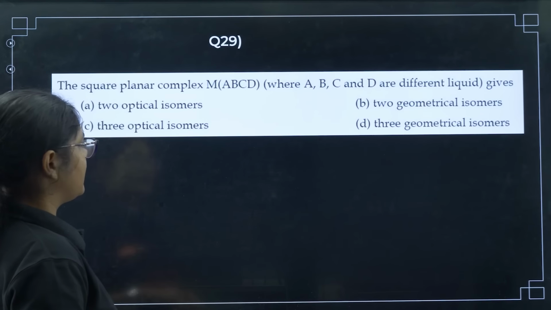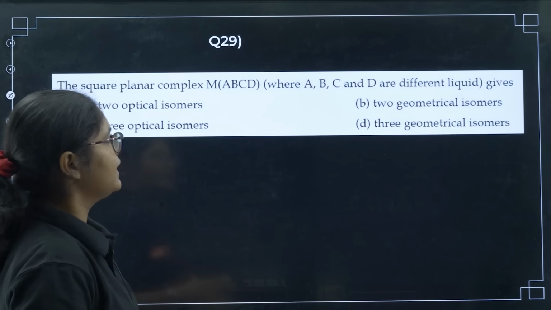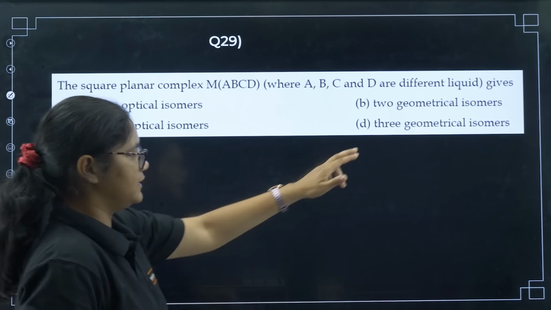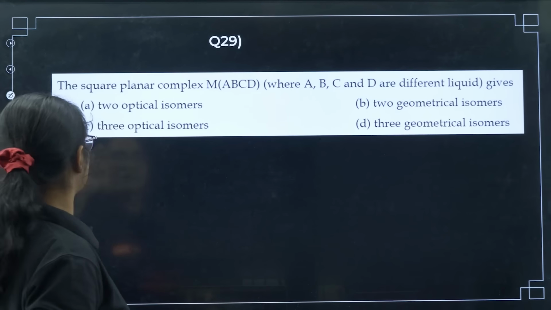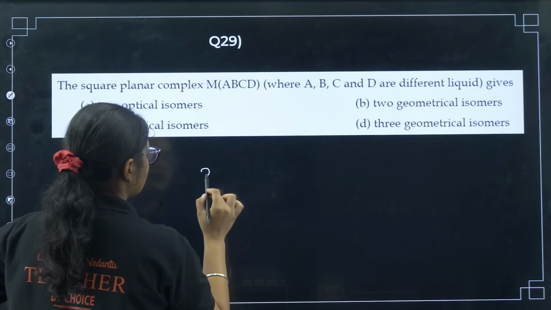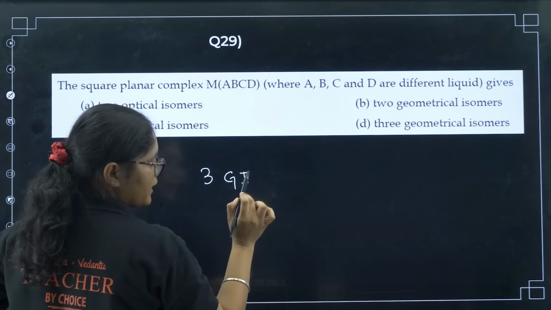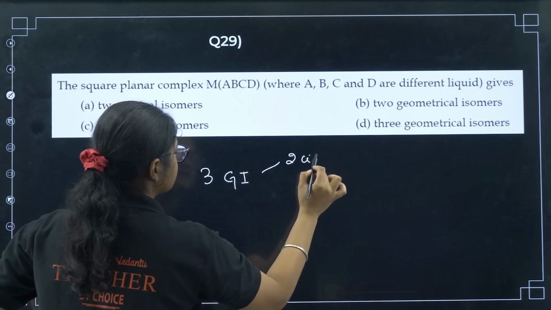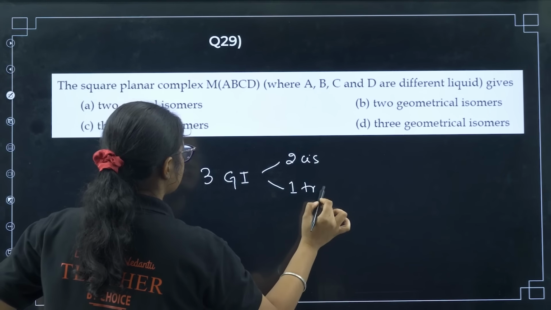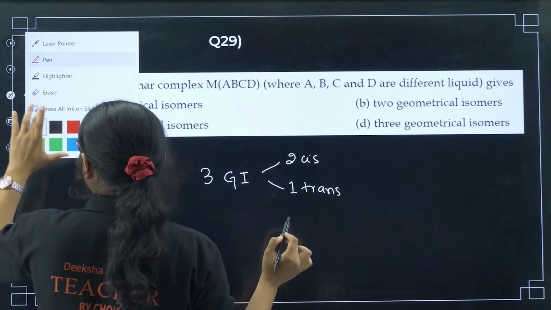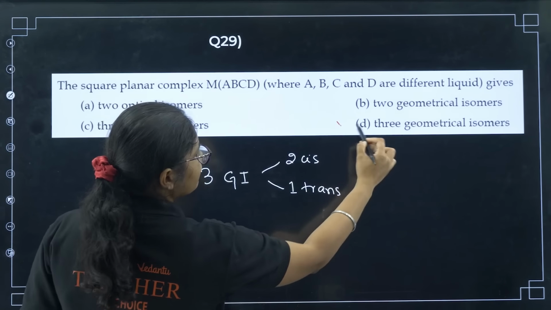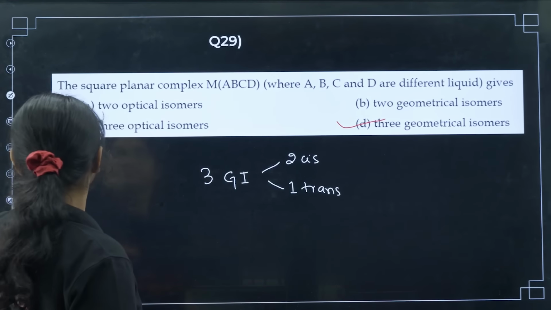Next, the square planar complex MABCD, where A, B, C, D are different ligands here. So this actually gives you, I have already explained you, 3 geometrical isomers, okay. In that you have 2 cis and 1 trans, okay. So please remember this one. So the correct answer will be 3 geometrical isomers, okay.